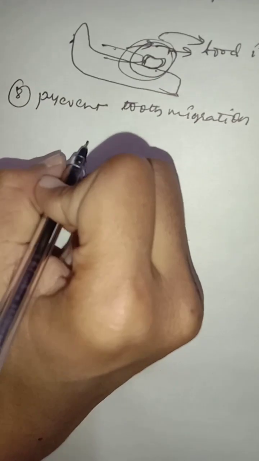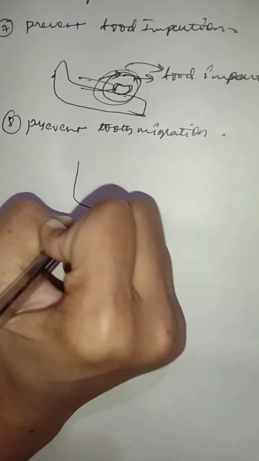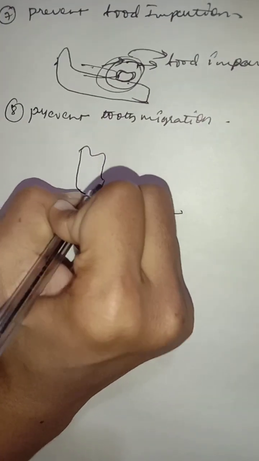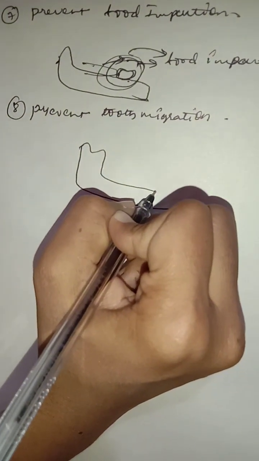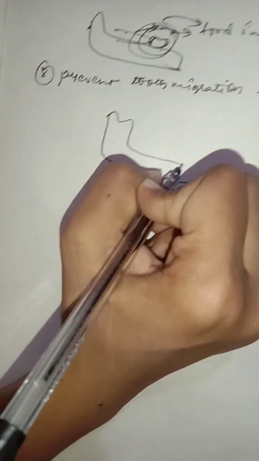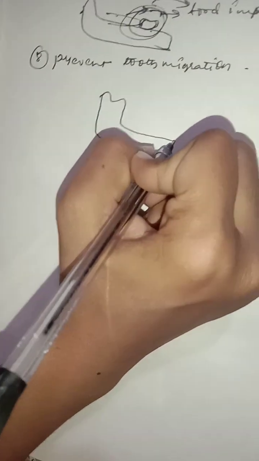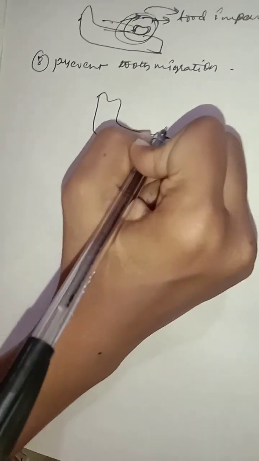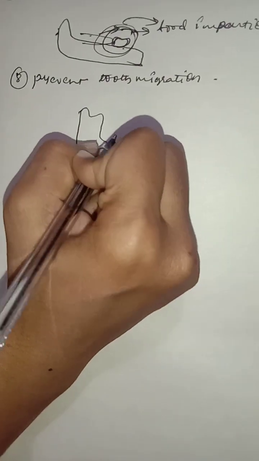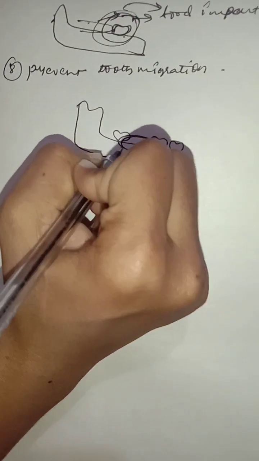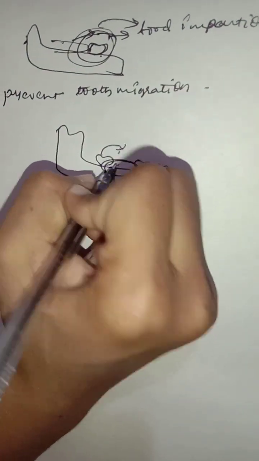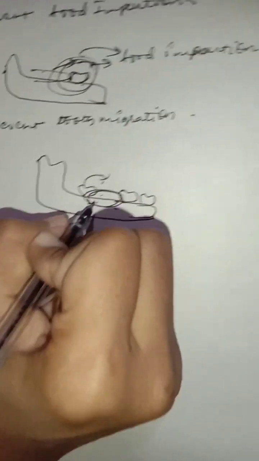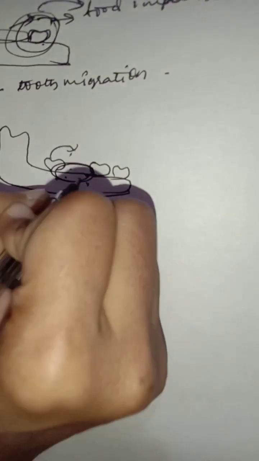And the eighth one is preventing tooth migration. If there is a smaller edentulous space, it is difficult to restore the continuity of the arch and it causes a tooth migration problem. So when we place the rest on the edentulous space, it will prevent the tooth migration.